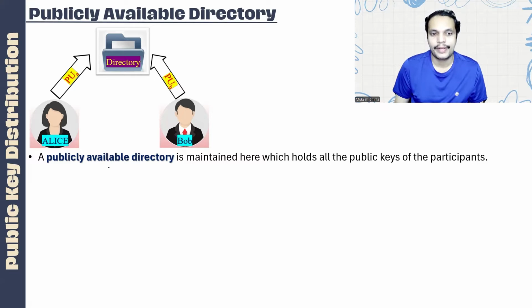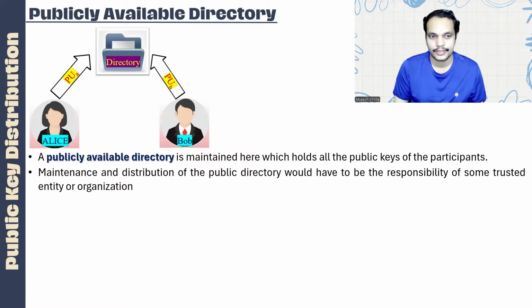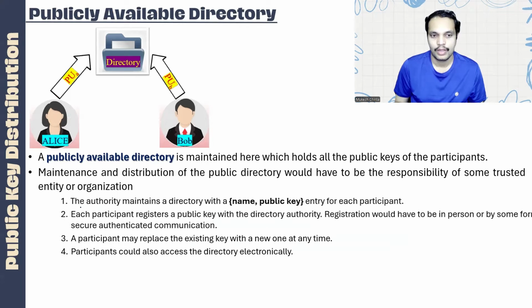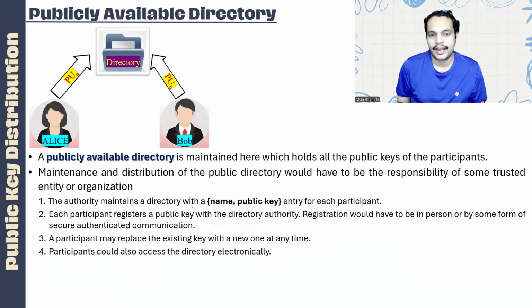So we move on to the next one, which is called publicly available directory. Once again, you have a publicly available directory which is maintained here, which holds all the public keys of the participants. It's kind of a telephone directory or a register where each and every participant goes and records their public keys. Maintenance and distribution of the public directory would have to be the responsibility of some trusted entity or organization. The authority maintains a directory with a name, public key entry for each participant.